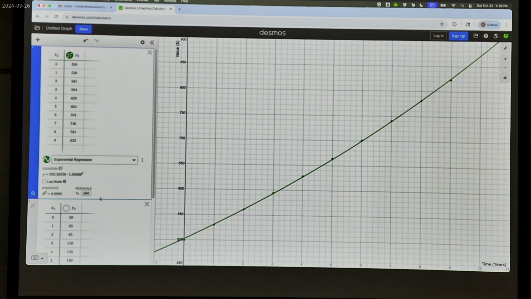With the equation, we've got 502.56, which is stupid because our initial value is 500, but that's okay, Desmos. You do what you need to. And then, all right, so that gives us our equation, 502.57 times 1.057 to the x power. So we've got about a 5.7% growth rate. So that's pretty good.